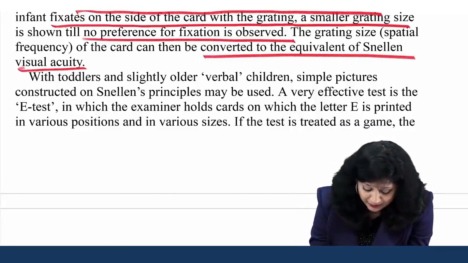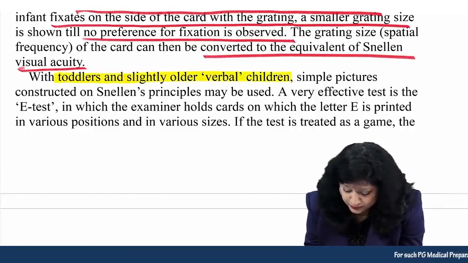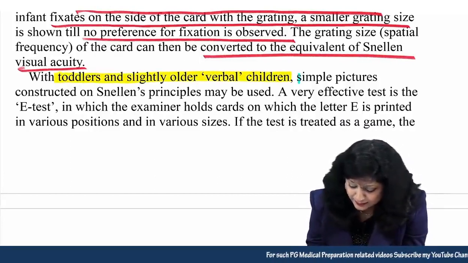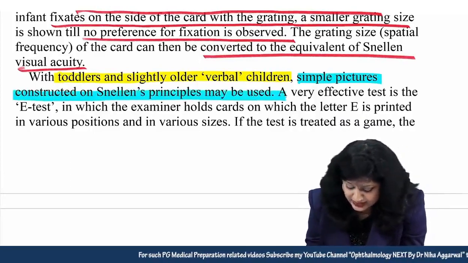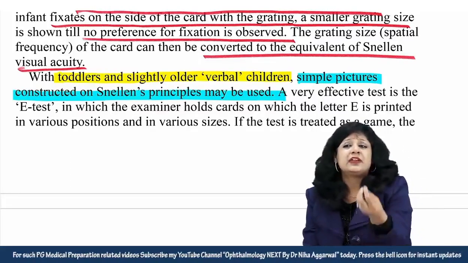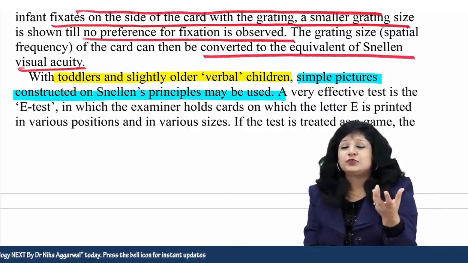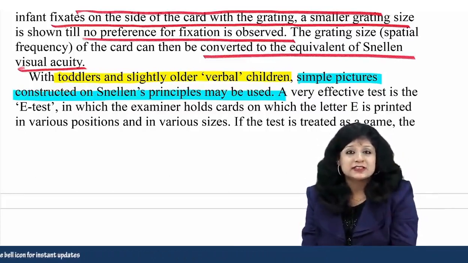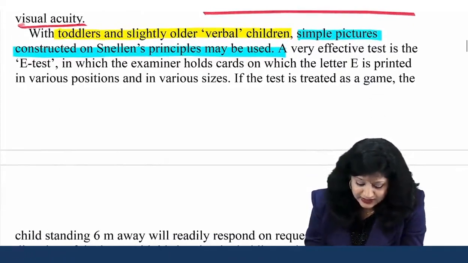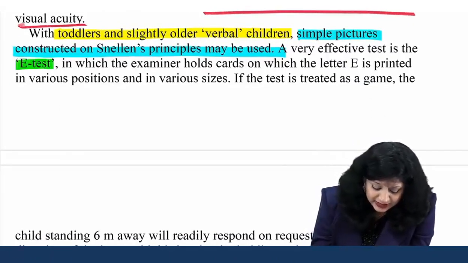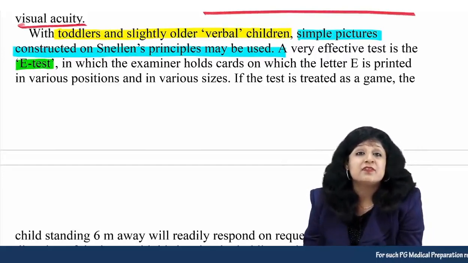So if you are having toddlers or slightly older verbal children, then we can use a simple picture chart constructed on the Snellen's principles only. We can use simple pictures, pets, simple shapes, fruits, or some simple animals that the child knows. A very effective test is your E-chart, E-test. Then another important thing is your E-test. Then we have got the C-test.